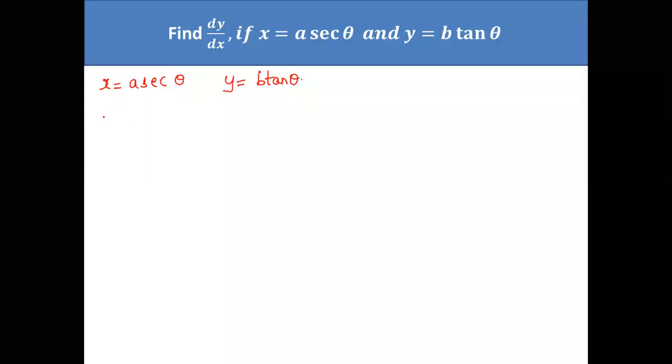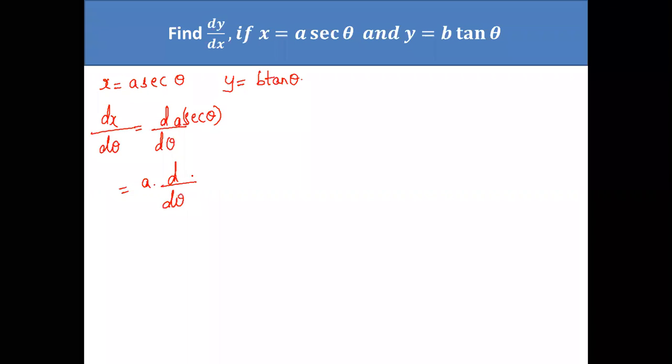So first you have to find dx by d theta. So you have to find the derivative of secant theta. Derivative of a into secant theta: a is a constant, so it is a into d by d theta of secant theta. Almas, what is the derivative of secant theta?